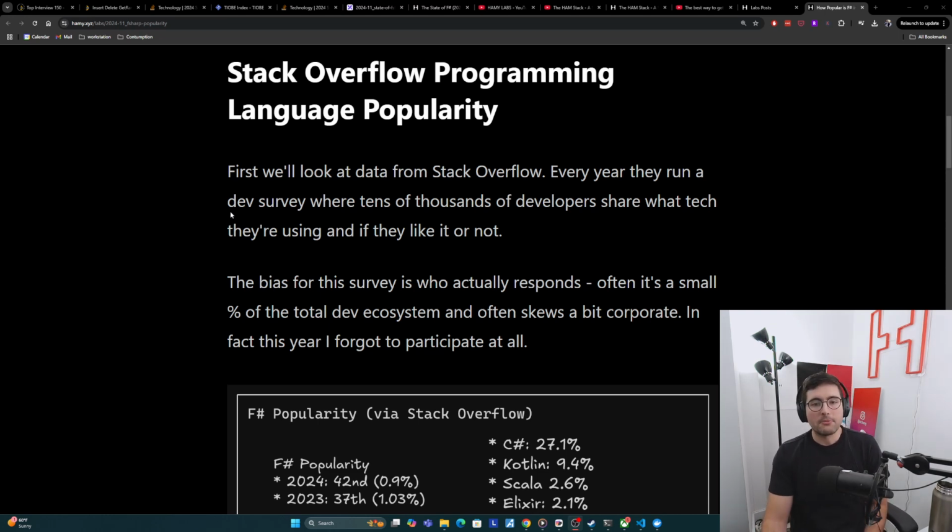Every year they run a dev survey where tens of thousands of developers share what tech they're using and if they like it or not. I believe the 2024 numbers are about 60,000, which is a pretty big number, but maybe not sufficient to get a super accurate read. And the bias for this survey is who actually responds. Often it's a small percent of the total dev ecosystem. I think there's 60,000 respondents, and I think the software engineering career ecosystem is in the millions. So a good amount, but is it representative?